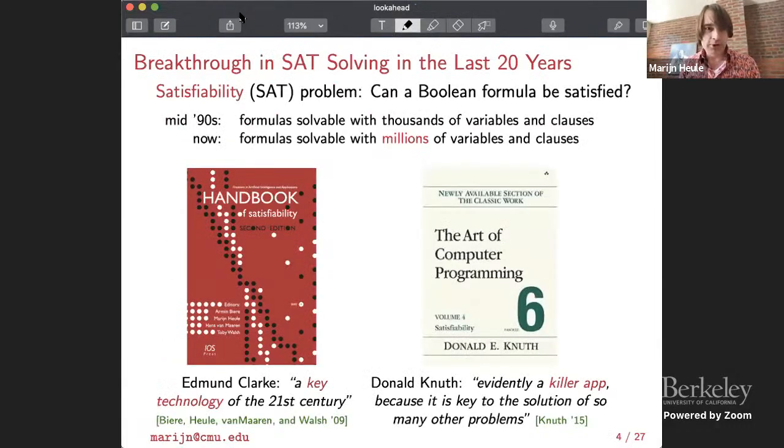Moshe already mentioned this, and I guess most of the audience is very aware of this SAT revolution, the enormous breakthrough that we had in the last 20 years when solving SAT. Up until the mid-90s, we were only able to solve formulas with up to, say, thousands of variables and thousands of clauses. And today we can solve many problems arising from industry with millions of variables and millions of clauses. If you look back at the early SAT research, say the first 40 years, from the late 50s till the late 90s, it was all based on DPLL.